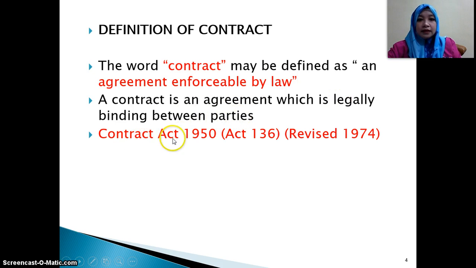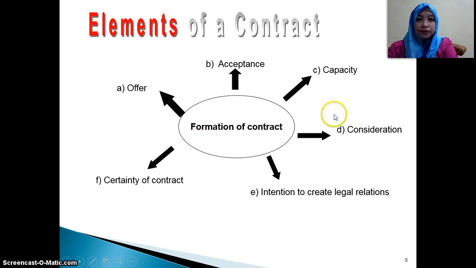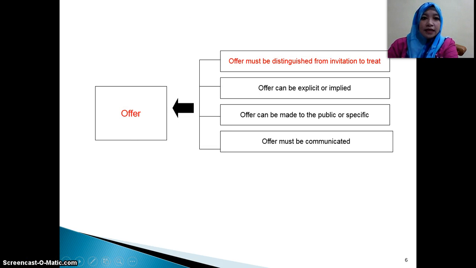According to the Contract Act 1950, Act 136 revised 1974, there are a few elements of a contract. The first element is offer, secondly acceptance, third capacity, fourth consideration, fifth intention to create legal relations, and last but not least, certainty of a contract. For your information, these elements of a contract are very important. Now let's have a look at the first element, offer.